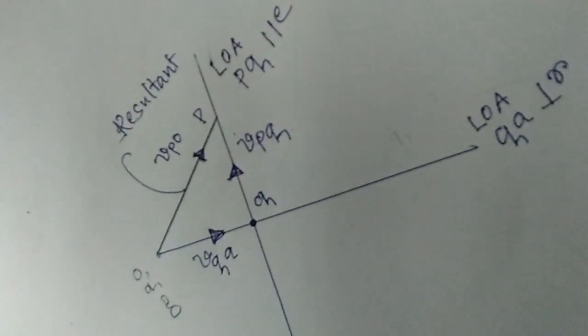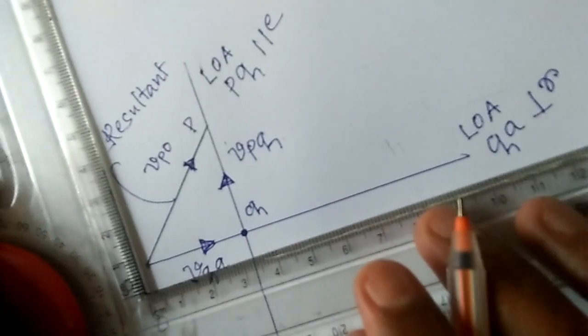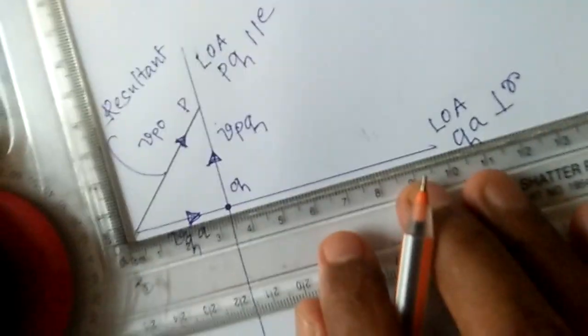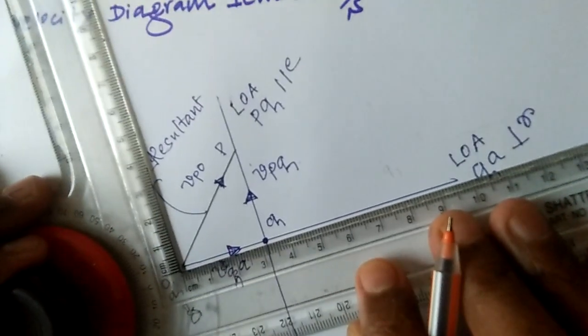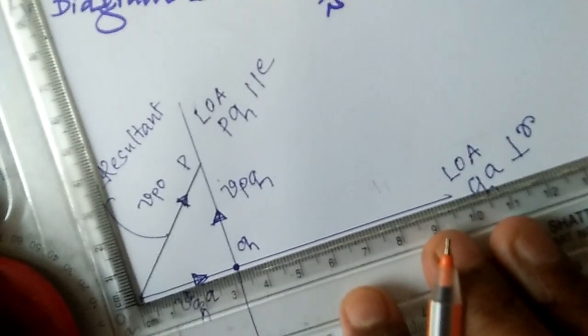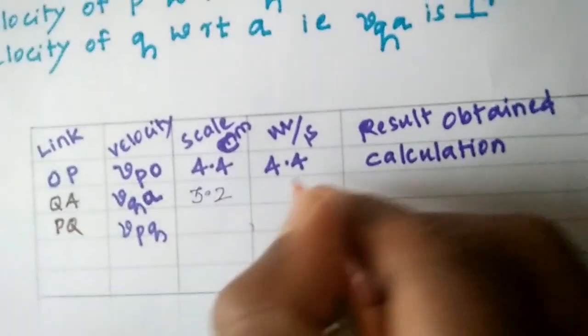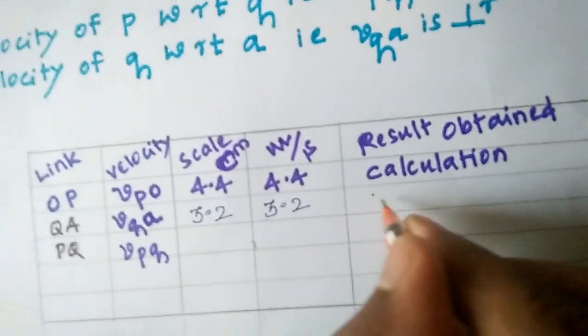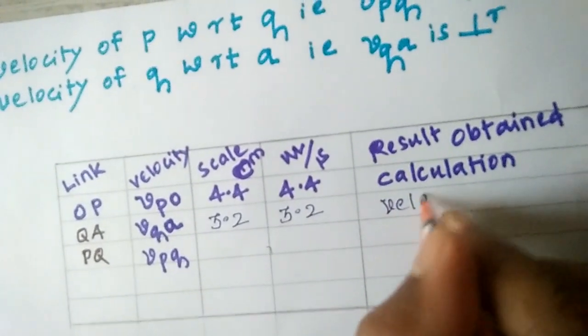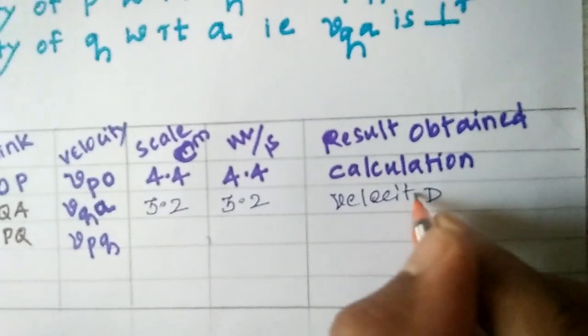Then by measurement you have to measure the things. First I'll measure the velocity of QA. It comes as how much? You measure it, then it comes as approximately 3.2. Say 3.2 as a scale, then it comes as 3.2 meter per second. This is by the velocity diagram. You write it in the velocity diagram.